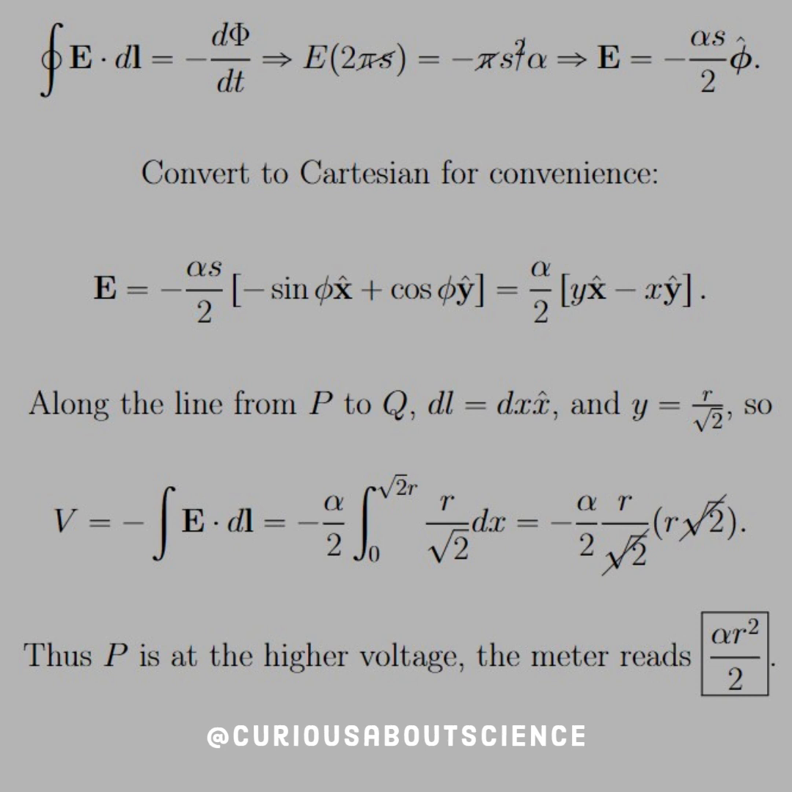But yeah, so evaluate this integral, pretty easy. We just get x, evaluated from root 2 r to 0. So you just get r times root 2, and then you see the root 2's cancel, and you get r squared. And you say, thus P is at the higher voltage, because in the diagram it's on the left. Q is the 0 point. And so the meter reads alpha r squared over 2. All right, pretty easy, but again, geometry matters.